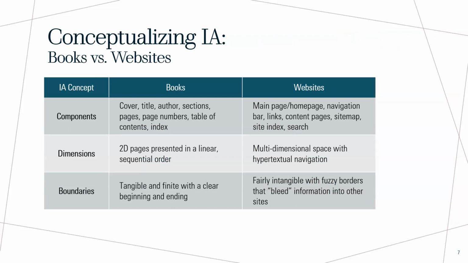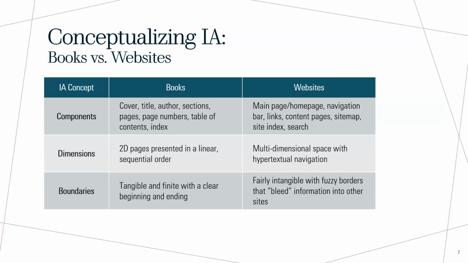That being said about abstraction, let's try to bring it down to a concrete level so you can see what we're actually talking about. So if we talk about some information architecture concepts, for example, components and dimensions and boundaries, let's compare books and websites to see how they compare to each other. So, components of a book. We've got parts of a book, physical parts. For example, there's a cover.